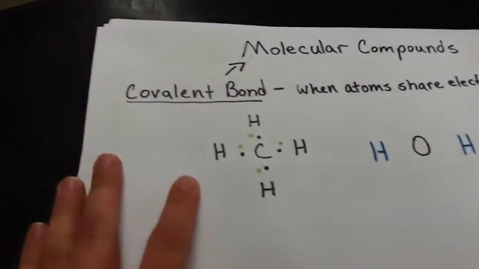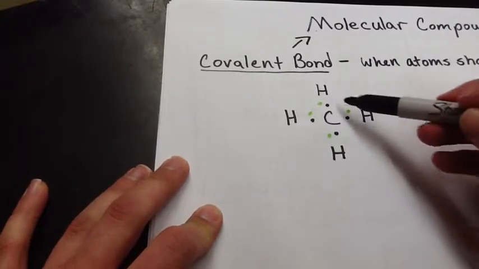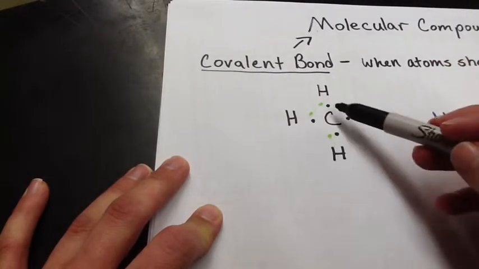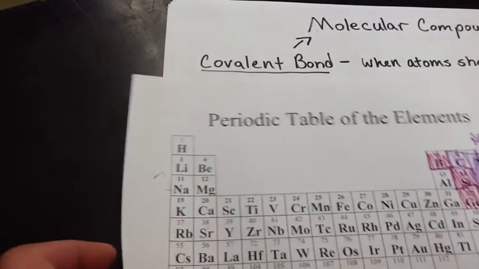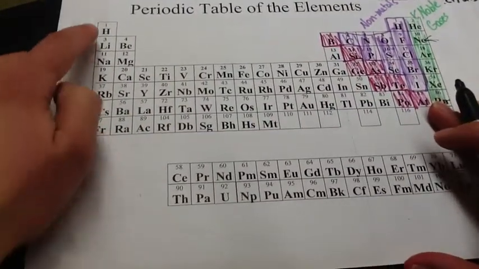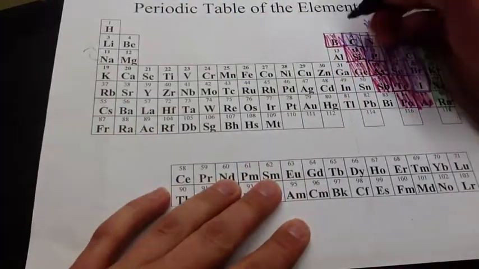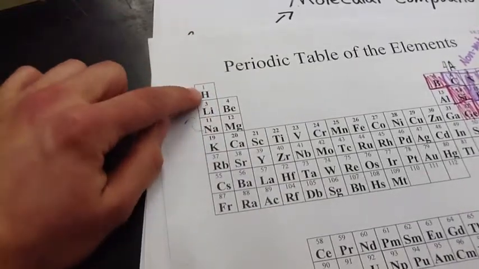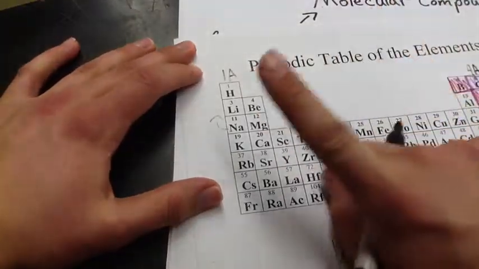So, we're going to show with our first example here, methane. So we have a carbon, and then we have hydrogen all around him. The green dots are hydrogen's electrons. The black dots are carbon's electrons. Carbon, if you look on the periodic table, has, count from the left here, 1, 2, 3, 4 valence electrons, because he's in group 4A. And then hydrogen is 1 over, he's in group 1A, so he has 1 valence electron.